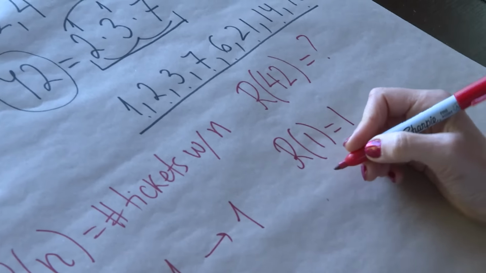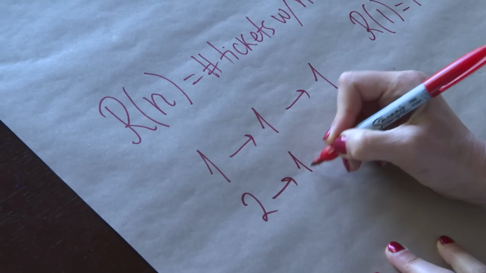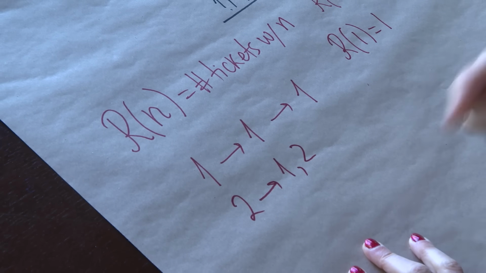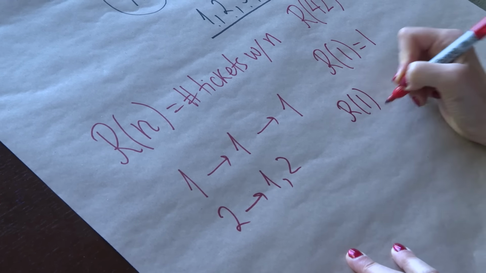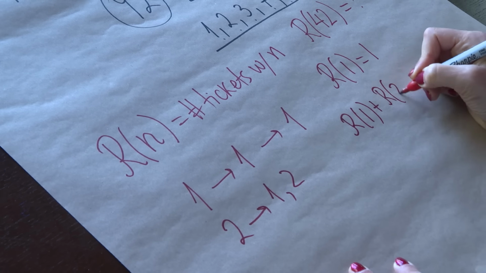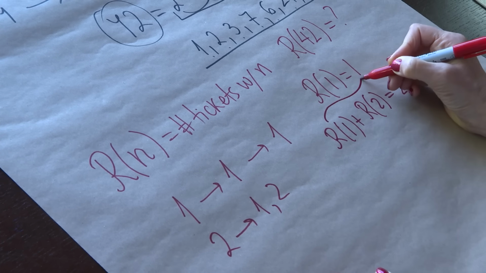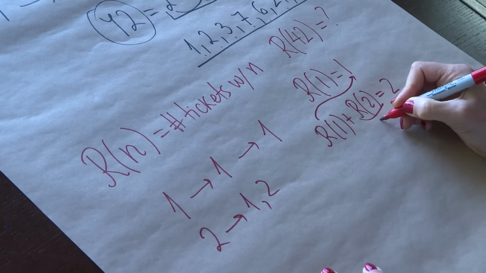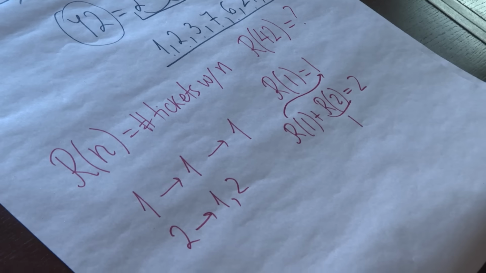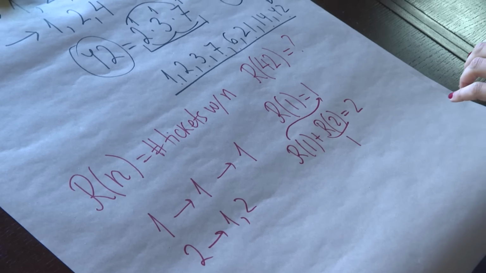Keep on going now. 2. 2 has divisors 1 and 2. So R of 1, the number of tickets for 1, plus R of 2, this better be 2. But 1 is already written on 1 ticket, so what's left for 2? 1. So both 1 and 2 are written on exactly 1 ticket. And no more, they're done. No more, that's it. And now we can use this in order to try to figure out what's happening for the other numbers.